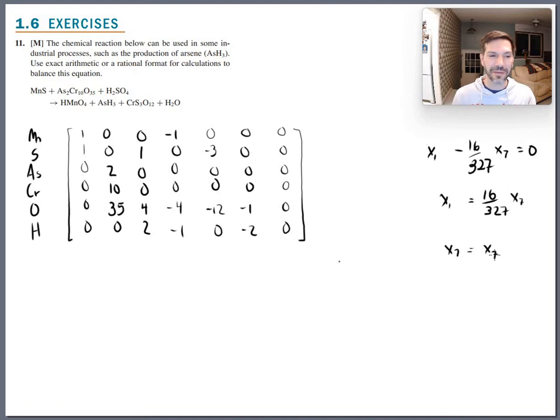Again, we like to have chemical equations balanced with integers instead of fractions. So my particular choice for x7, I think, will be, let's let x7, since it's free, equal 327. That will clear out all of our fractions. And based on that choice of x7, x1 will turn out to be 16.